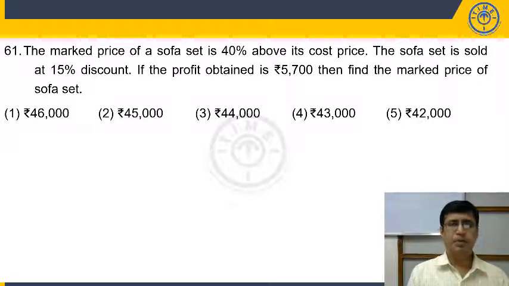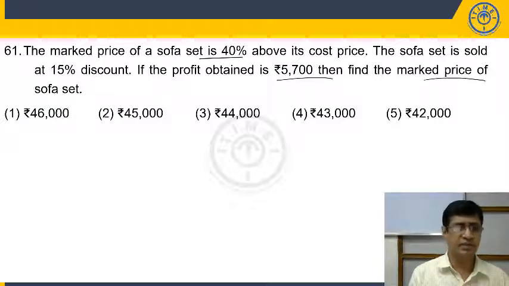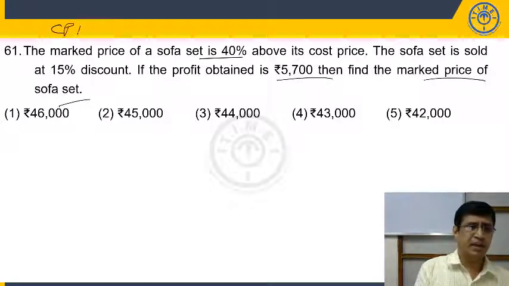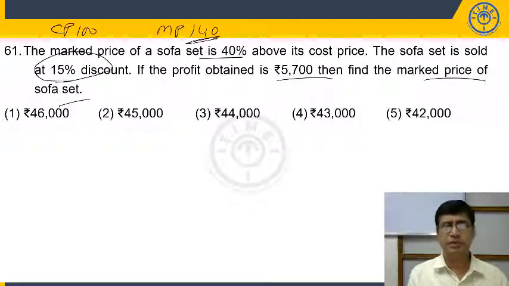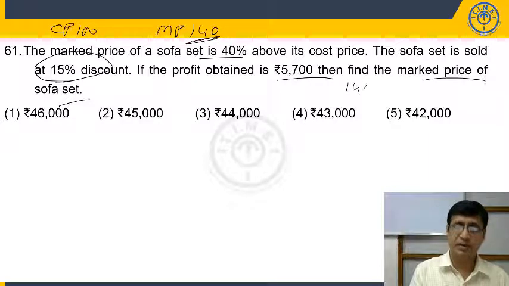The market price of a sofa set is 40% above its cost price. The sofa set is sold at 15% discount. If the profit obtained is 5700, then what is the market price of the sofa set? By assuming the cost price is 100%, the market price is 40% more, meaning 140. 15% discount means a discount of 15% on 140.